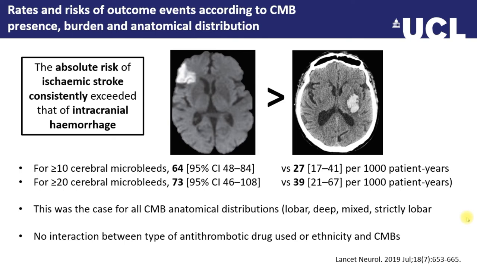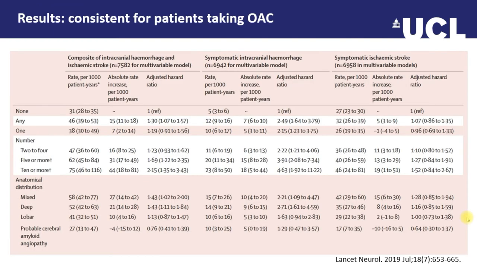And even those with more than 20 microbleeds, these are the ones in clinical practice we're really concerned about, their risk of ischemic stroke was much higher than that of intracranial hemorrhage. This was also the case for all microbleed distributions, lobar, deep, mixed, or strictly lobar. And there was no interaction between the type of antithrombotic, ethnicity, and microbleeds. The results were consistent for those taking oral anticoagulants.